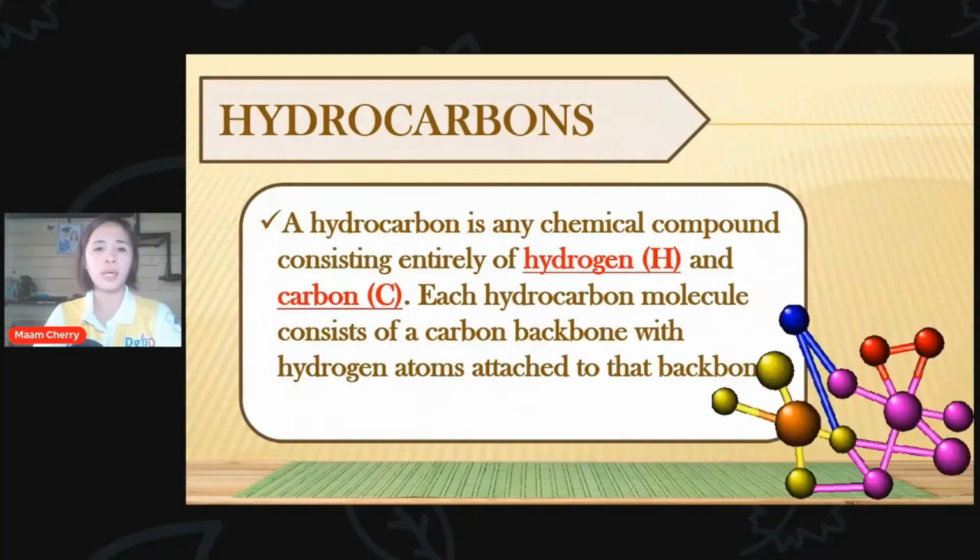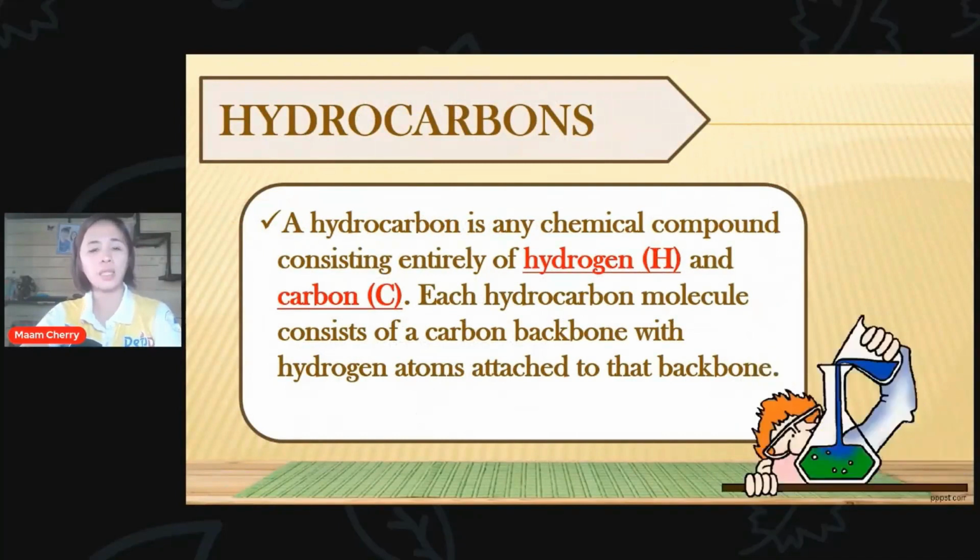Hydrocarbon is any chemical compound consisting entirely of hydrogen and carbon. Yung hydrogen, yung una makikita natin sa periodic table of elements, pang number 1. Carbon is pang number 6. Each hydrocarbon molecule consists of a carbon backbone with hydrogen atoms attached to that backbone.